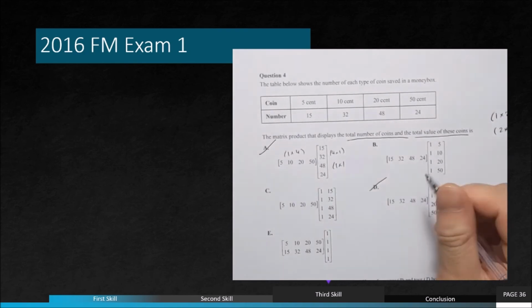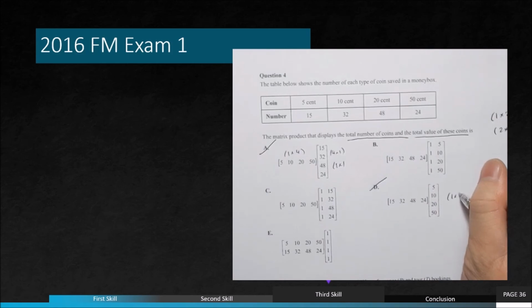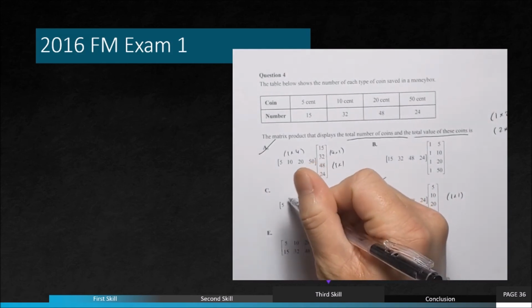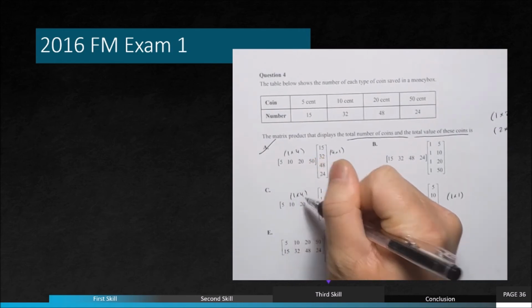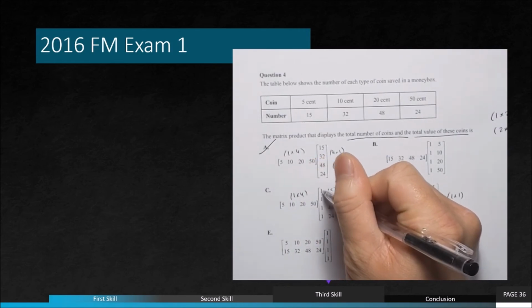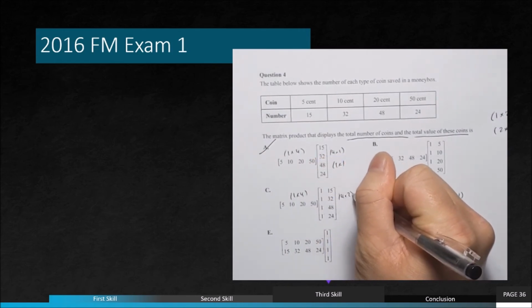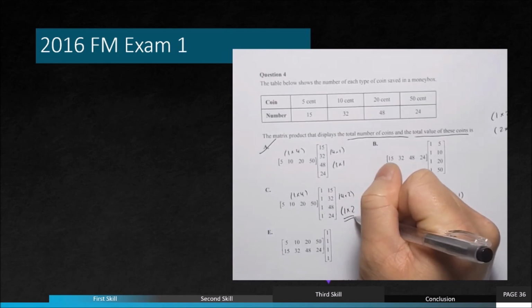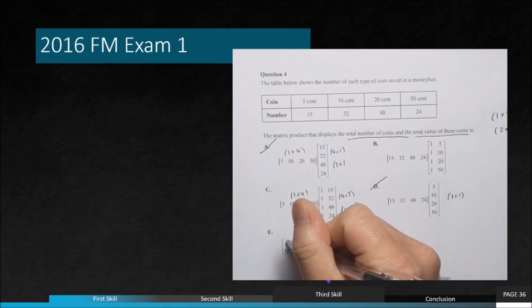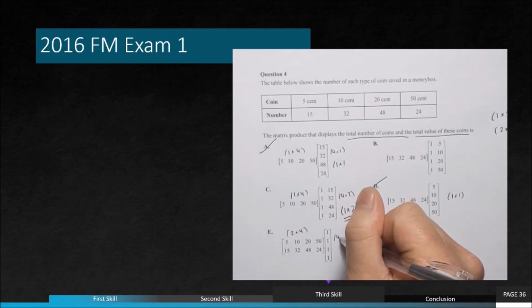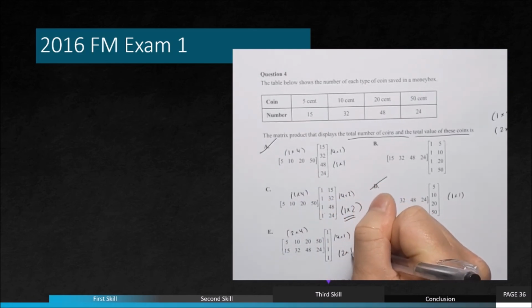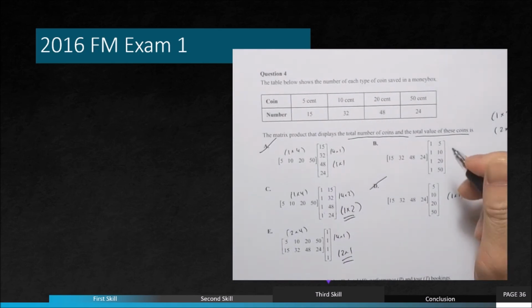That means it can't be this one here. This is also a 1 by 1. Now here we've got, what's this one? 1, 2, 3, 4. There's a 1 by 4 versus a 4 by 2. So you'll end up with a 1 by 2. So that's a possibility. Here we've got a 2 by 4 and a 4 by 1. So here we'll end up with a 2 by 1, which is another possibility.